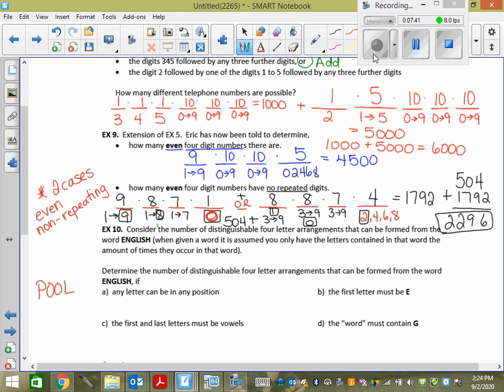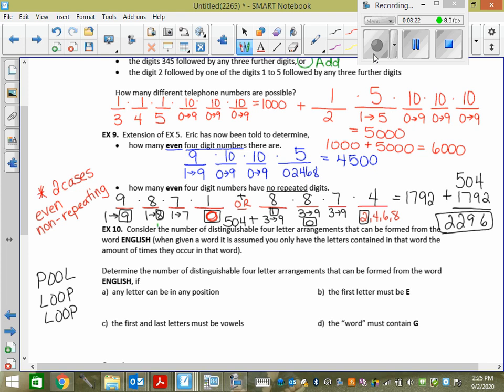Okay? So, let's read the question. It says, consider the number of distinguishable. What does distinguishable mean? Something's distinguishable. How can you tell? It's different. So this is different from this, right? For example, fool is different than loop. But now I'm going to swap the O's. Is it any different? No, these two aren't distinguishable, right?